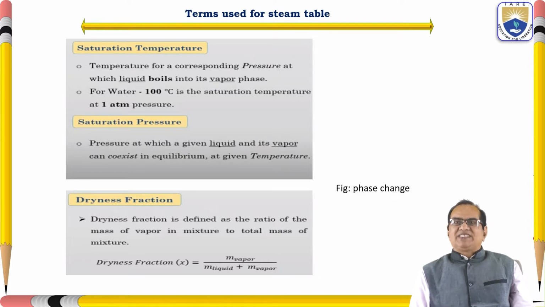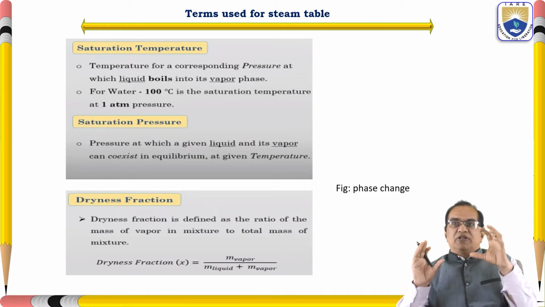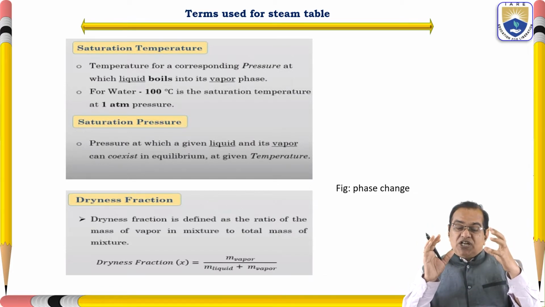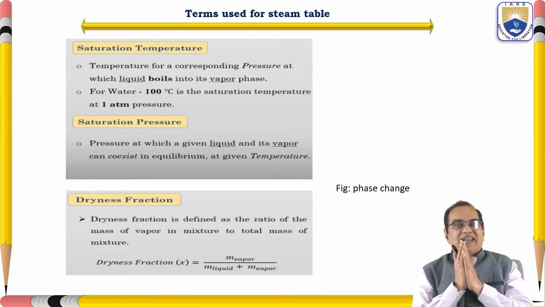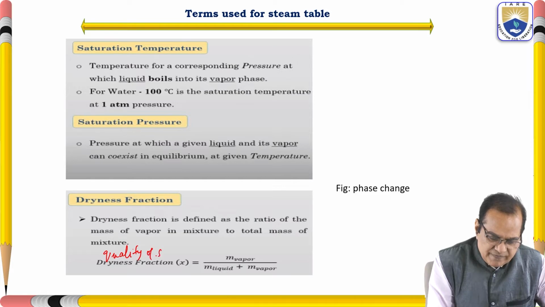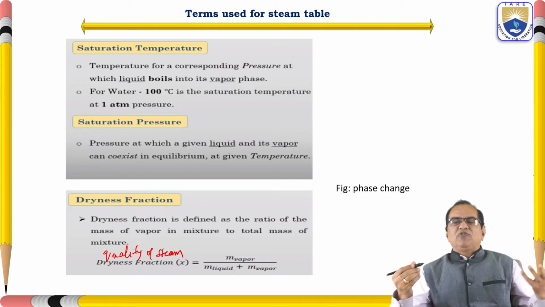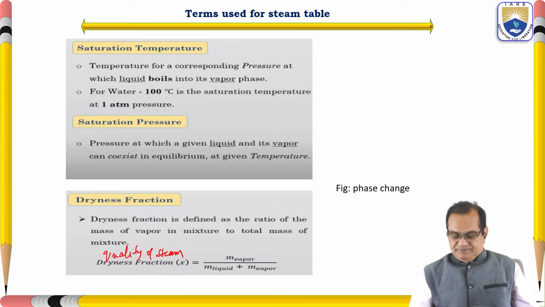What is the dryness fraction? Dryness fraction is defined as the ratio of the mass of vapor in a mixture to the total mass of the mixture. Means if you have m liquid plus m vapor, the dryness fraction is m vapor divided by the total mass. How much liquid is there? How much vapor is there in the total mass? So it is called the dryness fraction. Dryness fraction X is also called the quality of the steam. If this X is 100%, then you can say the quality is 1.